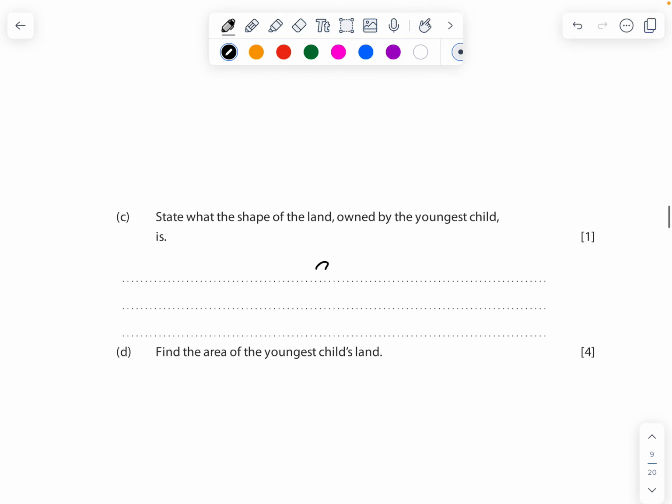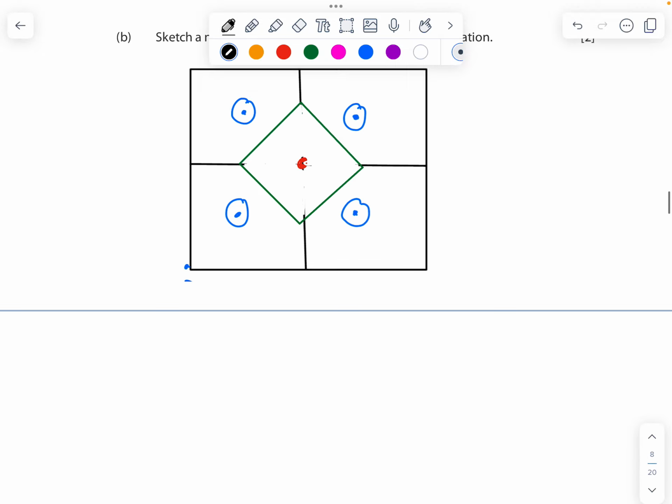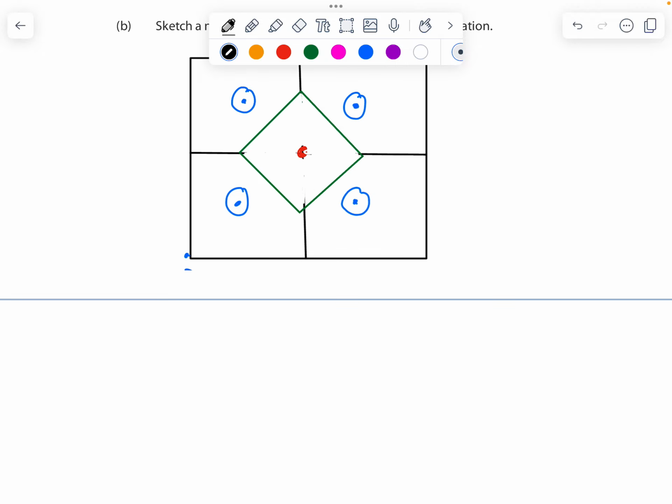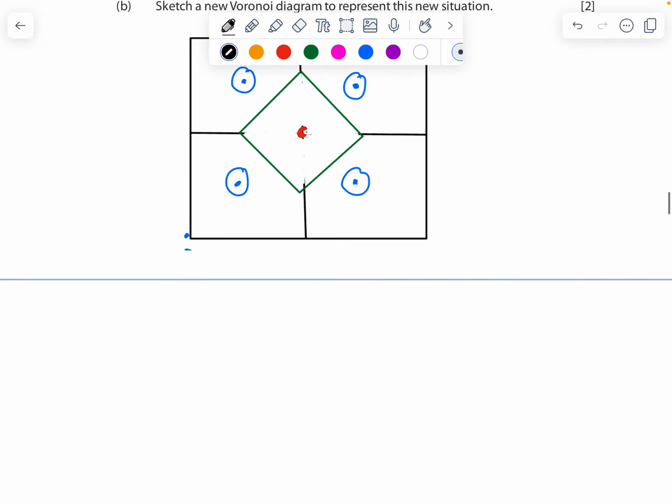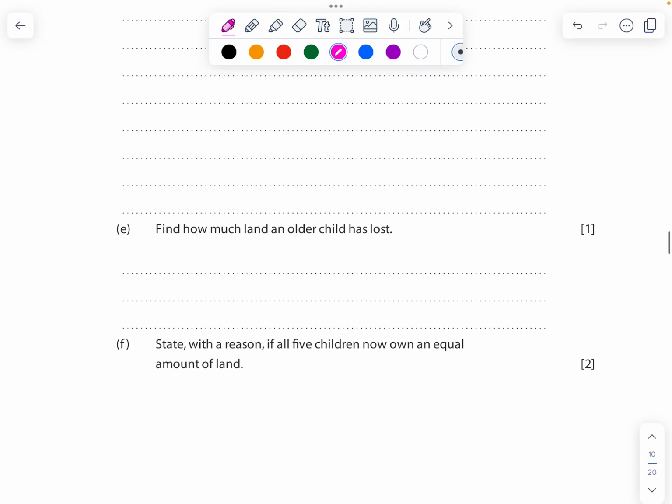What is the shape? We can see that it is going to be a square. Find the area of the land for the fifth child. Each one we have erased, whatever we have erased is 1. So this distance was 1, this distance was 1. So this distance will be square root of 2. So each side will be square root of 2, square root of 2 whole squared, which is 2. That is going to be the area of this land.